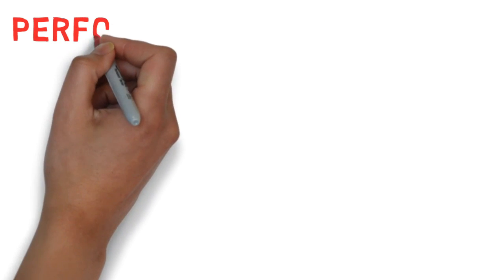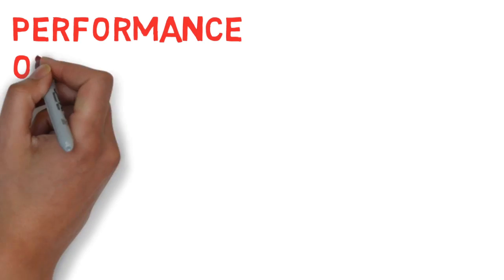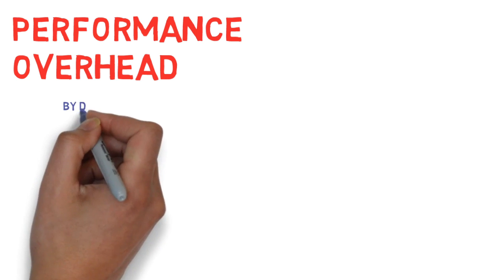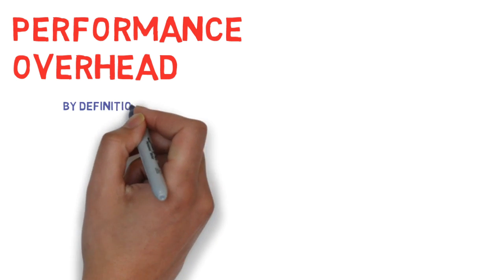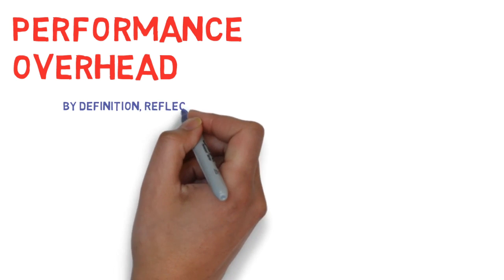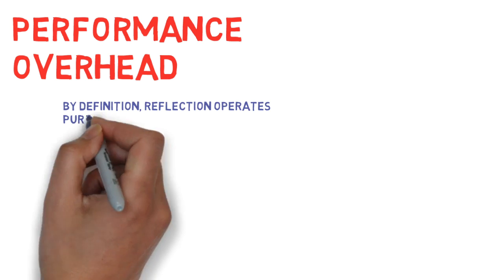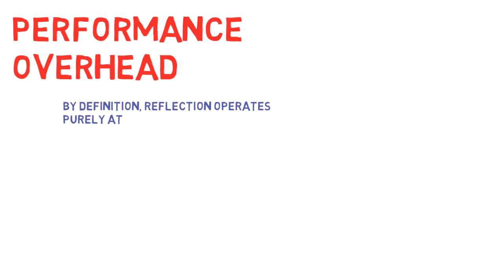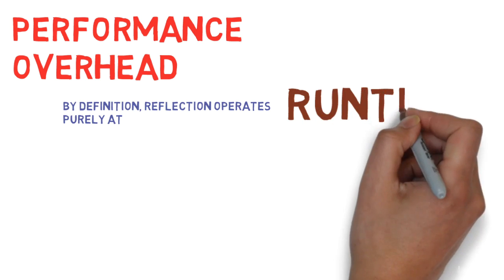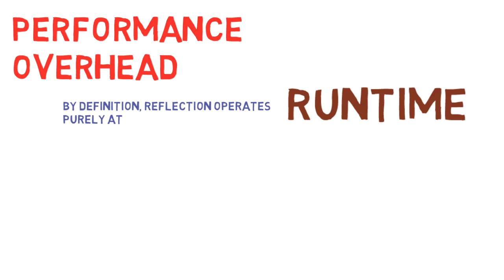The second point, performance overhead. Why is reflection less performant than regular code? Let's just think of what reflection does. By definition, reflection operates purely at runtime. It is at runtime that it figures out what classes to instantiate, how to do it, and so on and so forth.